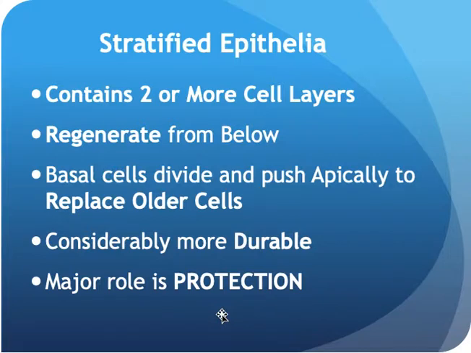And now we get to the stratified part, okay? And again, with the pictures, you want to tell me the basic type that it is, but to get the full points, you got to give me the full name. So stratified epithelia are a little bit different. They're going to contain 2 or more cell layers. They're going to regenerate from below. You're going to have the basal cells divide and push apically, or towards the top, to replace older cells.